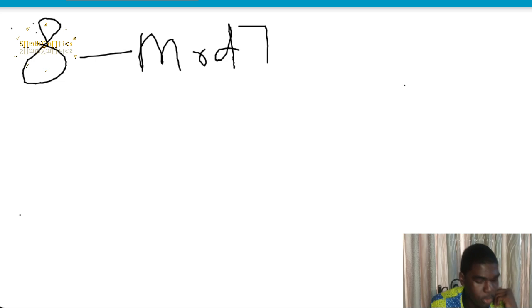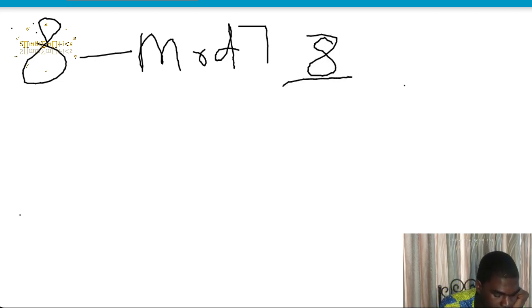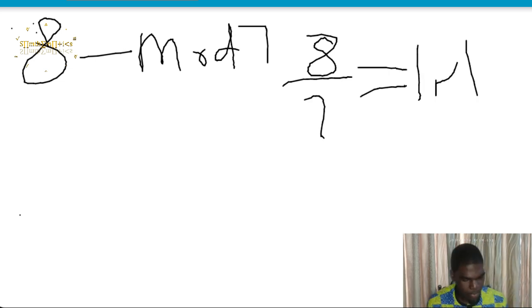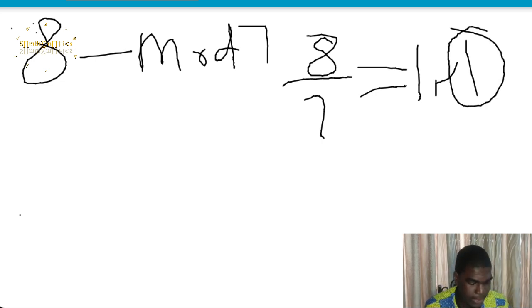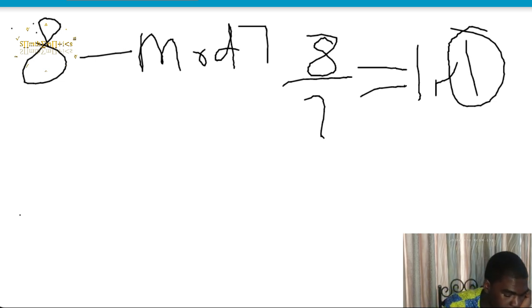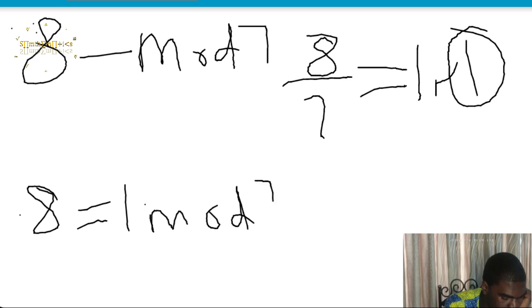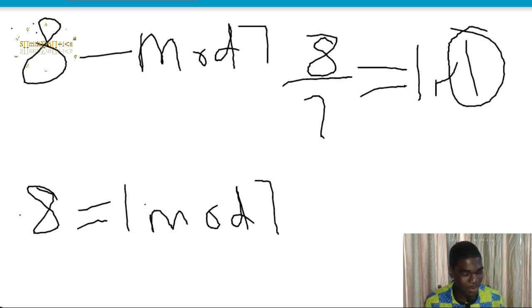The first thing we're going to do is divide the number you're converting by the mode you are given. So for example, for 8 to mode 7, we're going to divide 8 by 7. 8 divided by 7 is what? 1 with a remainder of 1. So this remainder, 1, is our number in mode 7. So 8 is equal to 1 in mode 7. Yeah, it's that simple. It's very simple.